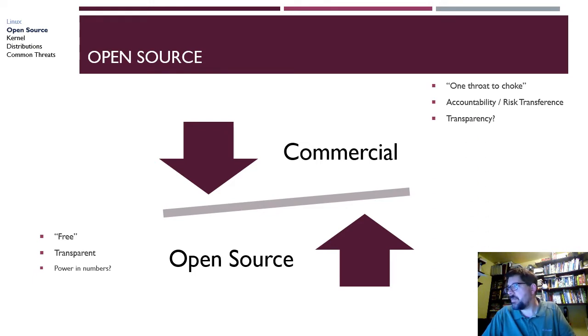And then the other thing that we have to talk about is transparency. We have a very high level of transparency in open source, but one of the bad things about commercial is we have very little transparency. Now, there are some companies that make commercial software that will put source code in escrow.